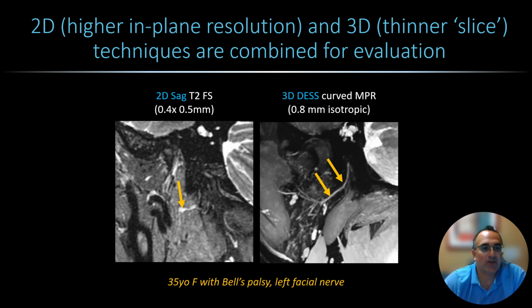We use a combination of both two-dimensional and three-dimensional techniques for imaging these nerves. With two-dimensional techniques, we can acquire a higher in-plane resolution, that is the resolution on a single slice, whereas with 3D imaging, we can acquire higher through-plane resolution, much thinner slices, here to delineate a large hyperintense facial nerve in a 35-year-old woman with Bell's palsy.